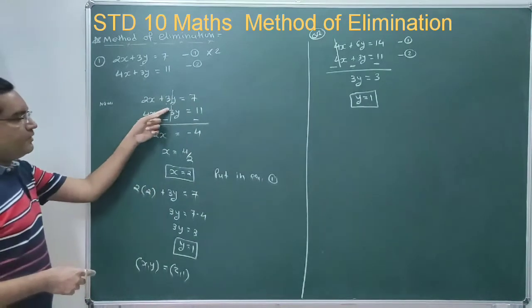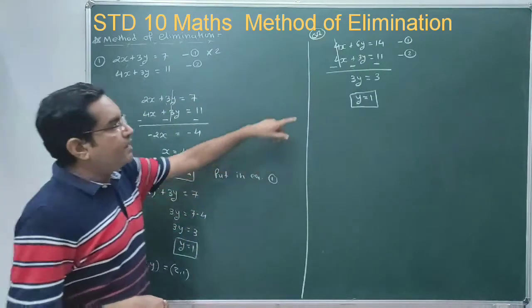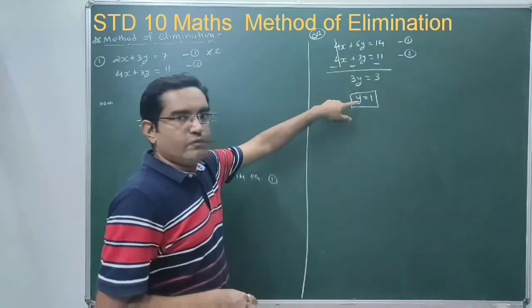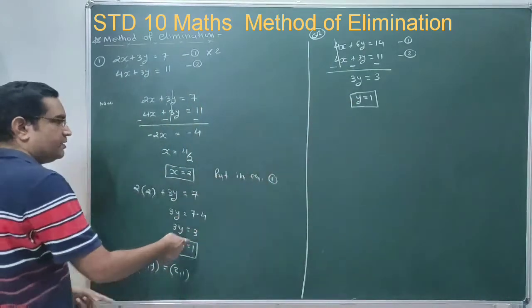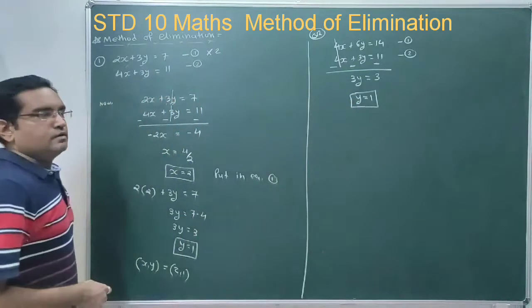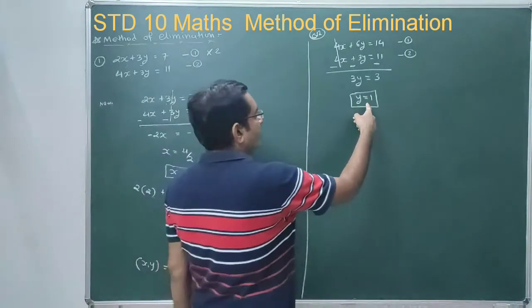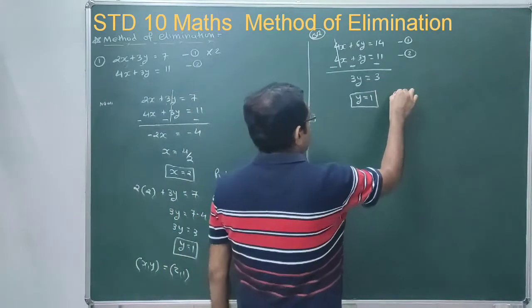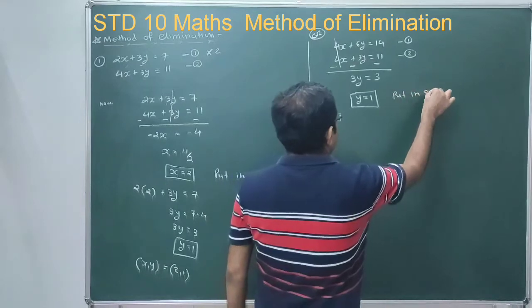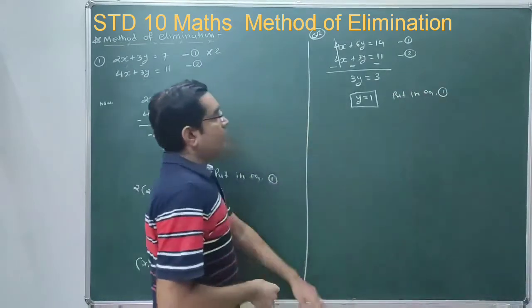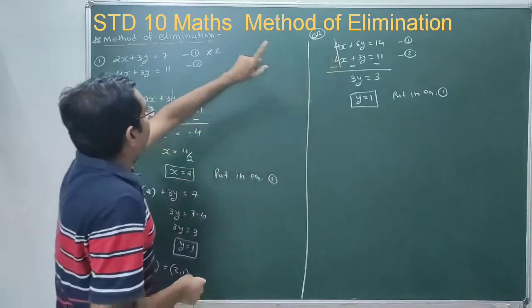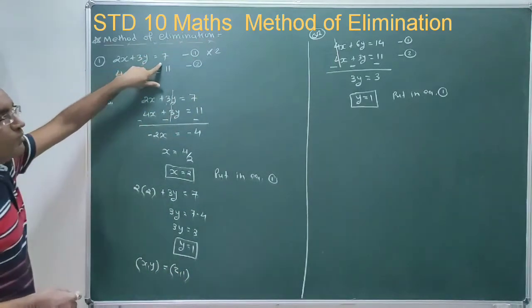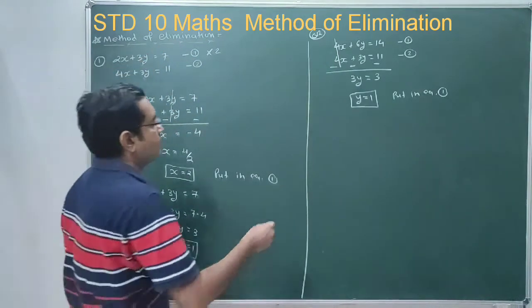After eliminating variable y, we are getting the value of x. After eliminating the value of x, we are getting the value of y. Answer will be same. Done? So now you have to put the value of y in either one of the equations. So put this value in equation 1. You can consider this one as equation 1, or you can consider this one as equation 1 without multiplying. It will give the same result.